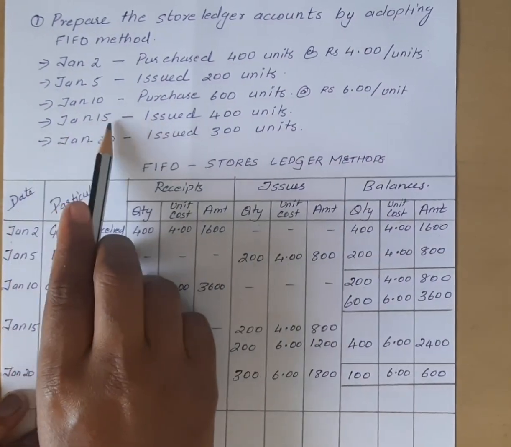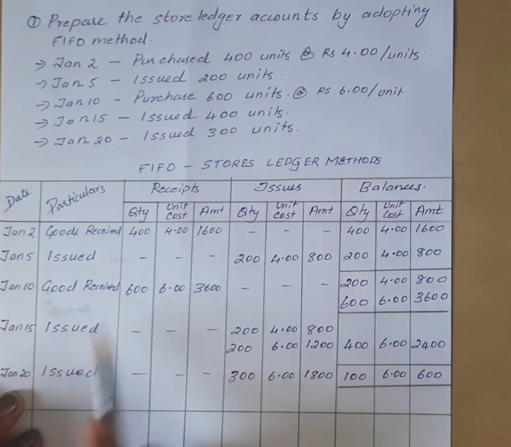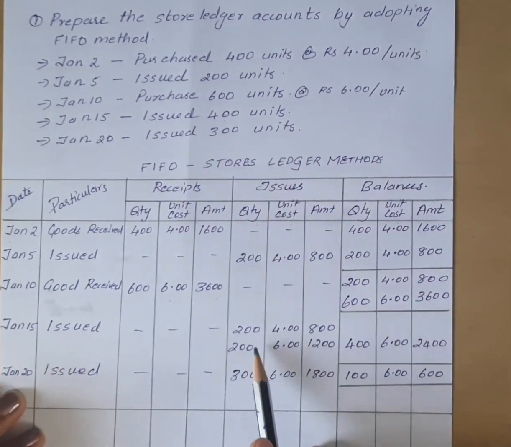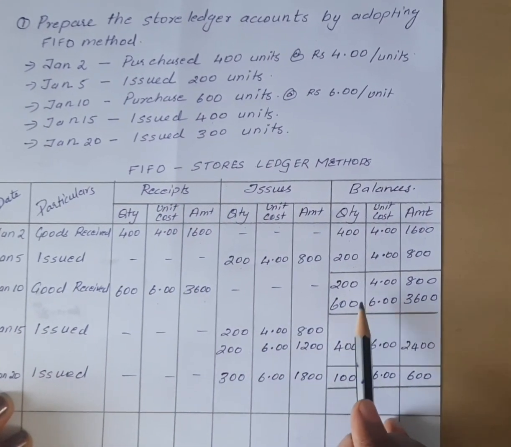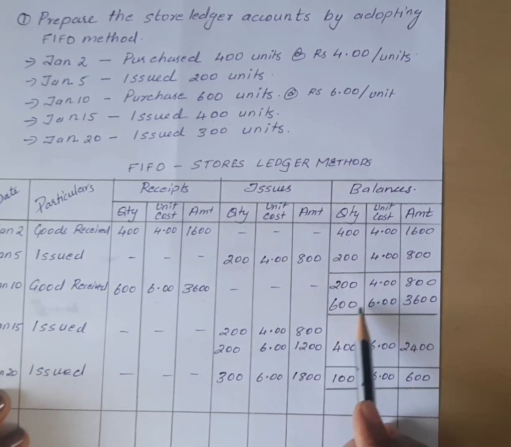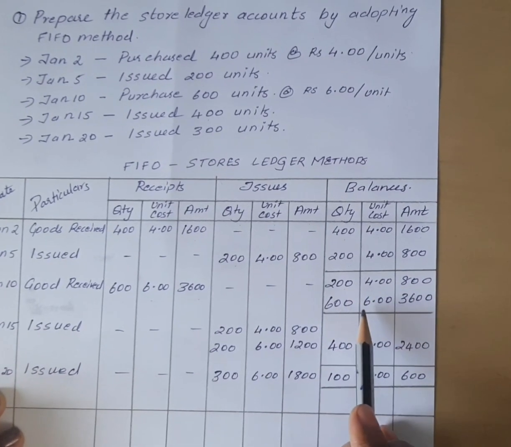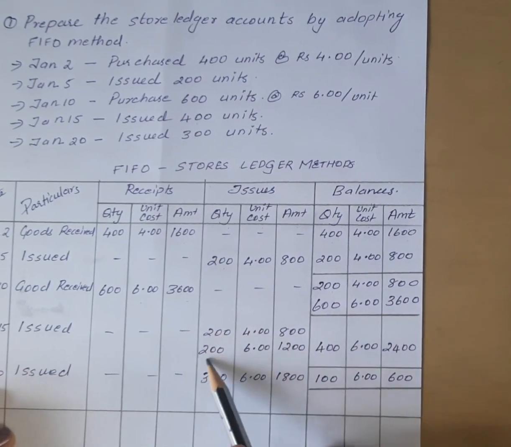And on January 15th, they are issuing 400 units. Before issuing the units, you should check the balance. What is the balance available? First we have only 200, and second we have 600. The first lot 200 is at 4 rupees, the second lot 600 is at 6 rupees. Now you are asked to issue 400.